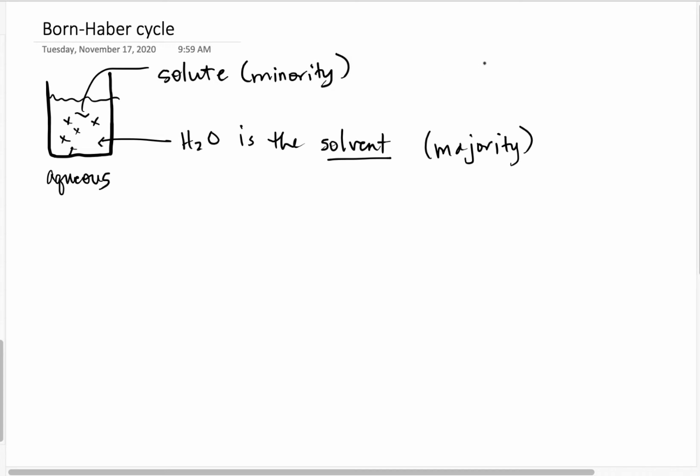So if we think about making a solution with table salt, sodium chloride, I'm picking this one because it's familiar. If you put some table salt into some water because you're going to cook up some pasta or something, and you dissolve the salt in the water, the table salt is the solute and the water is the solvent. And we know also that because sodium chloride is an ionic compound, it's a soluble ionic compound, so it's going to dissolve, and we'll call that aqueous.